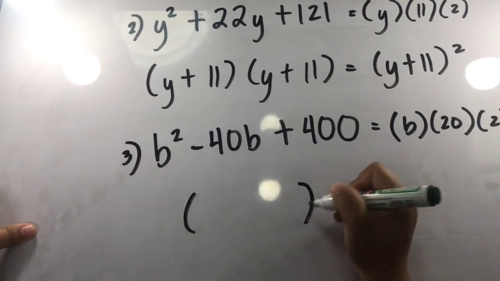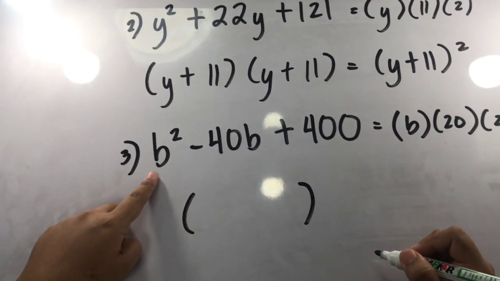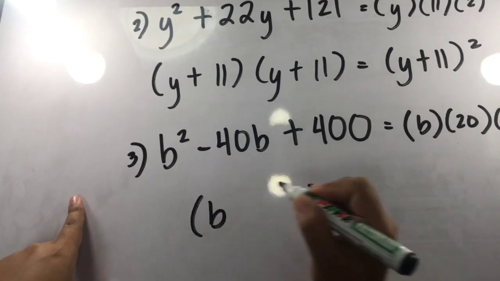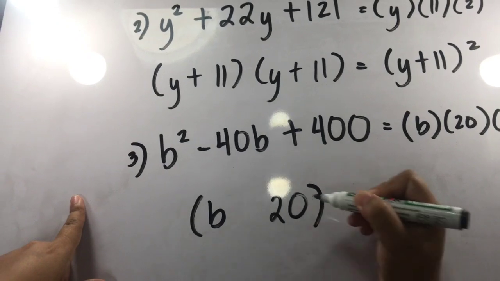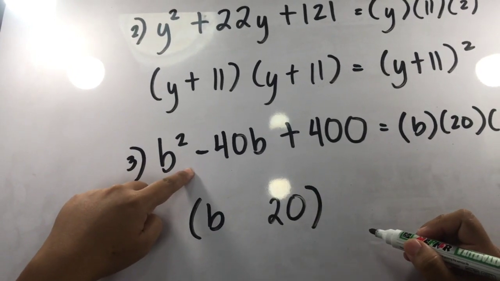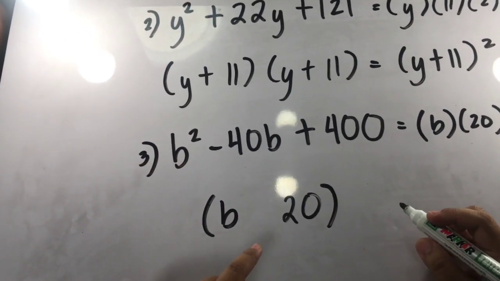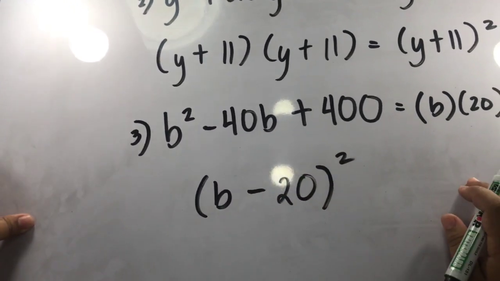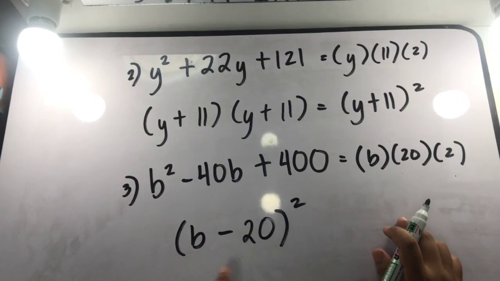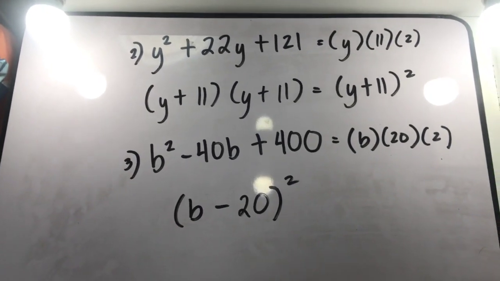Factors. Square root of b squared, b. Square root of 400 is 20. Then the sign: since this is negative, the factors must also be negative. So the answer is the quantity of b minus 20 squared.